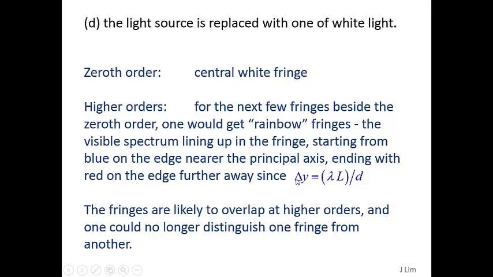Since the fringe separation is given by lambda L divided by D, it's proportional to lambda. The fringes are likely to overlap at higher orders, and one could no longer distinguish one fringe from another.